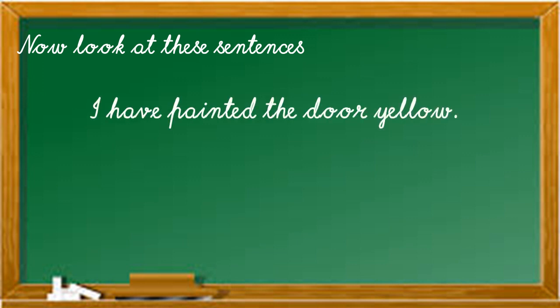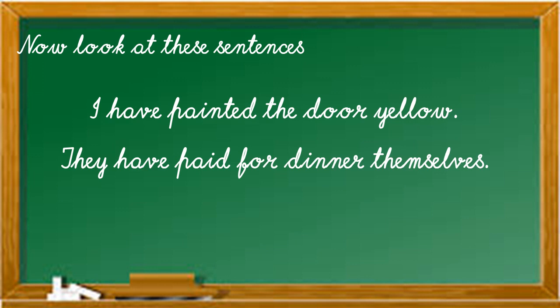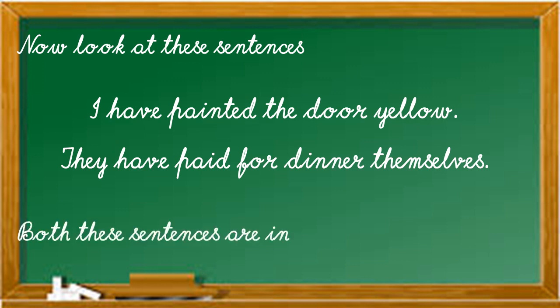I have painted the door yellow. They have paid for dinner themselves. Both these sentences are in present perfect tense. Now let's learn what is present perfect tense.